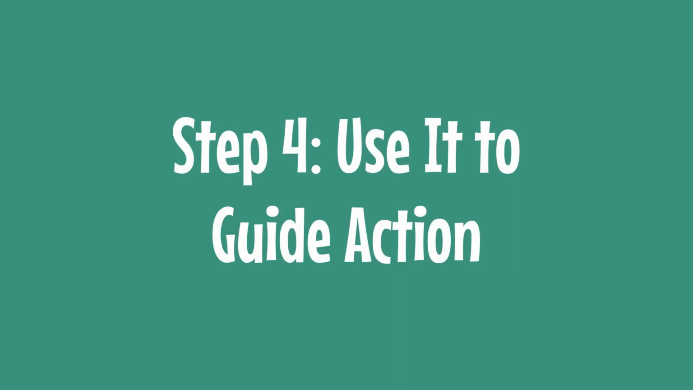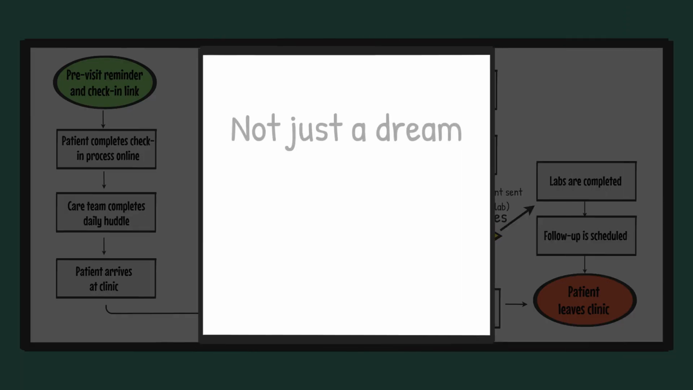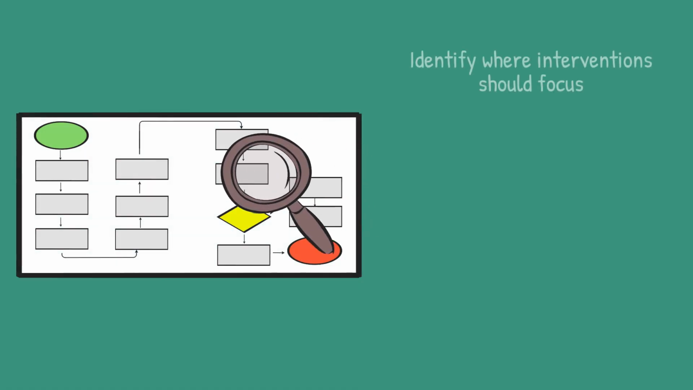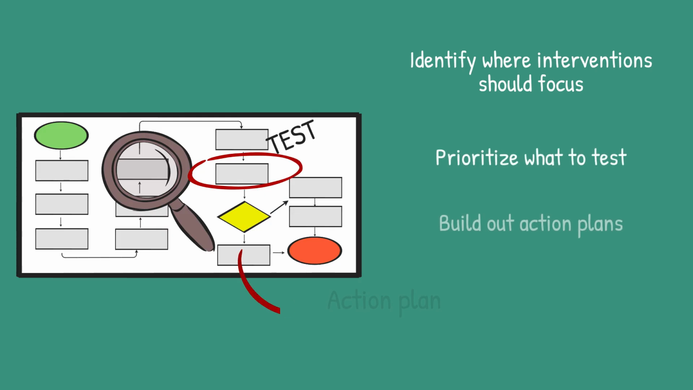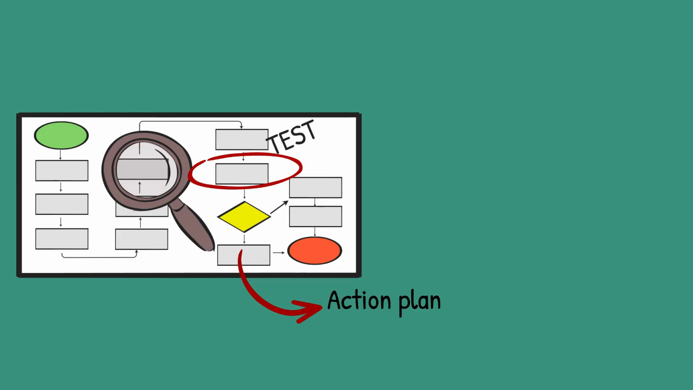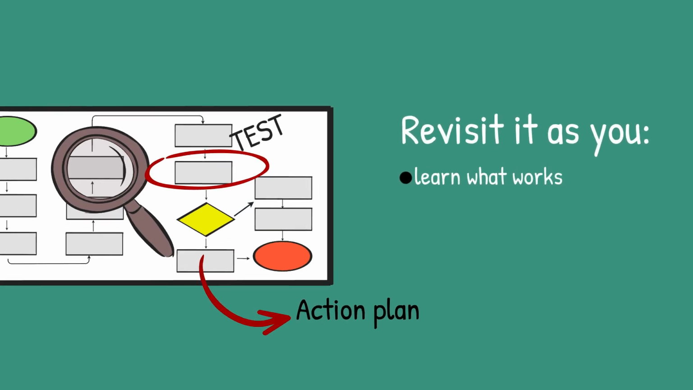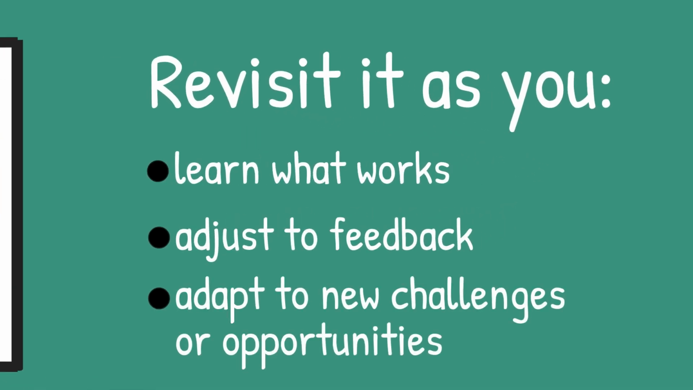Step 4. Use it to guide action. An ideal state map isn't just a dream, it's a blueprint for testing change. You'll use it to identify where improvement interventions should focus, prioritize what to test, and build out action plans with clearer roles and expectations. And just like the system itself, your map is never final. You'll revisit it as you learn what works, adjust to feedback, and adapt to new challenges or opportunities.